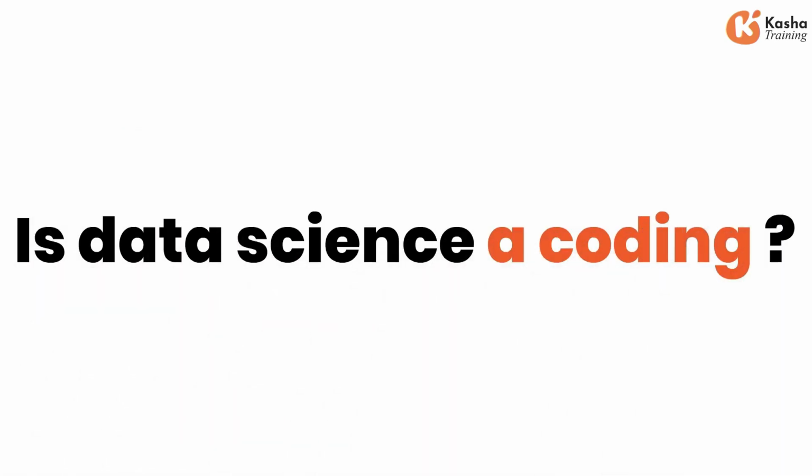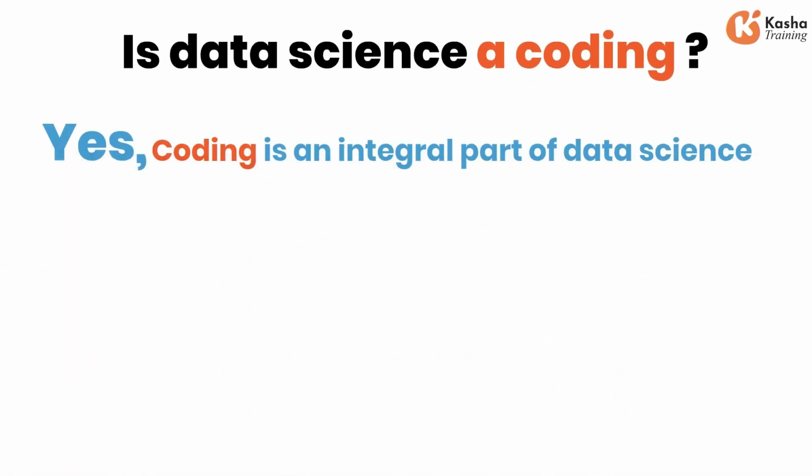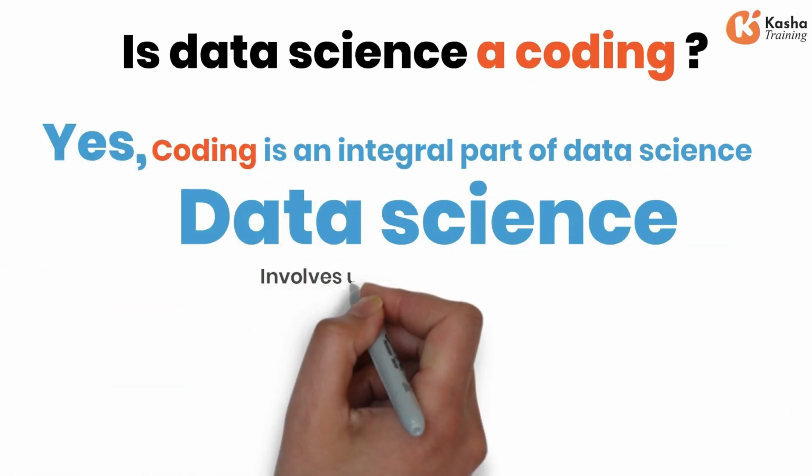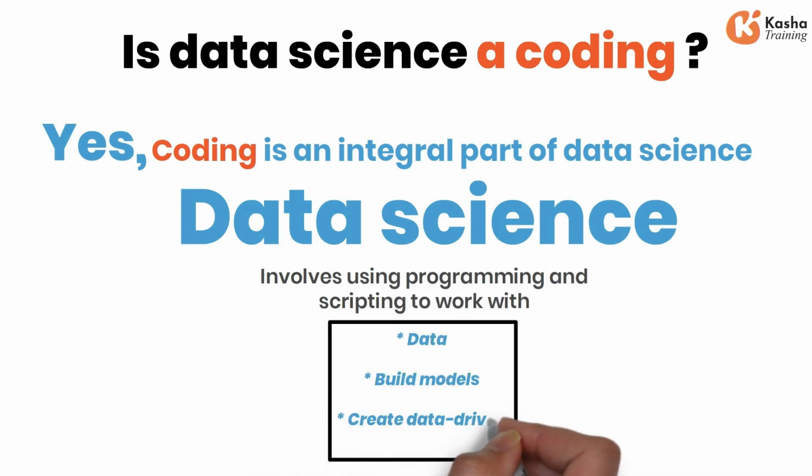Is data science a coding? Yes, coding is an integral part of data science. Data science involves using programming and scripting to work with data, build models, and create data-driven solutions. Here's how coding is used in data science.